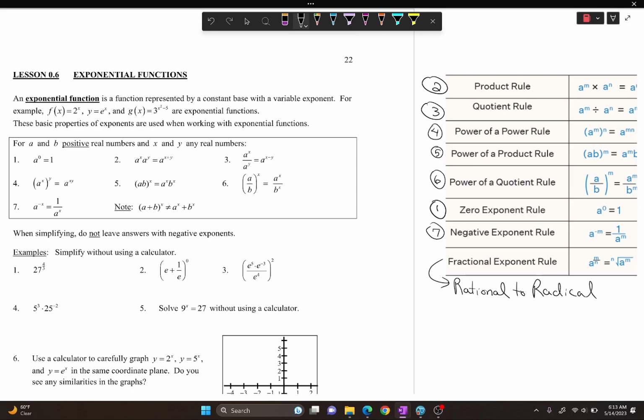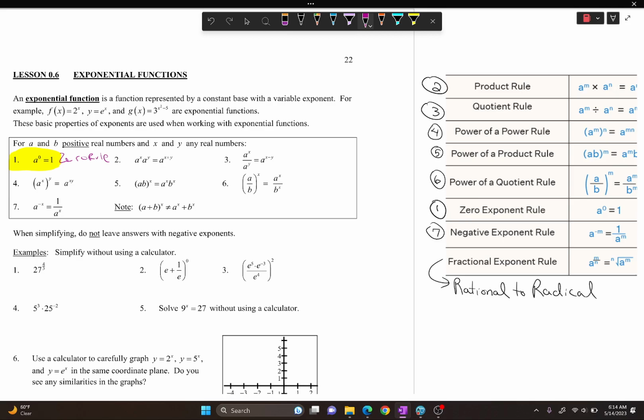But I do like one thing about the book, which is this most important rule right there. Absolutely the most important rule. Don't forget that. It's very easy to forget. I call it the zero rule. I believe they call it the zero exponent rule. I'm just too lazy to put the word exponent in there.